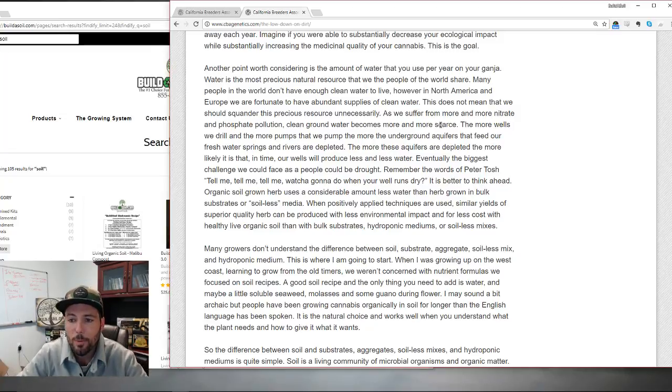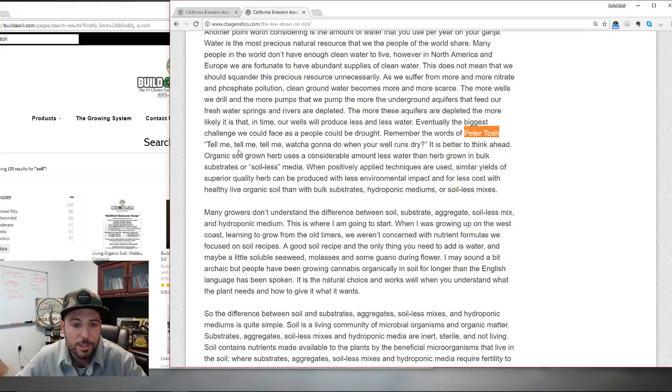As we suffer from more and more nitrate and phosphate pollution, clean groundwater becomes more and more scarce. The more wells we drill and the more pumps that we pump, the more the underground aquifers that feed our fresh water springs and rivers are depleted. The more these aquifers are depleted, the more likely it is that in time our wells will produce less and less water. Eventually, the biggest challenge we could face as a people could be drought. Remember the words of Peter Tosh. Tell me, what you gonna do when your well runs dry? Is it better to think ahead?